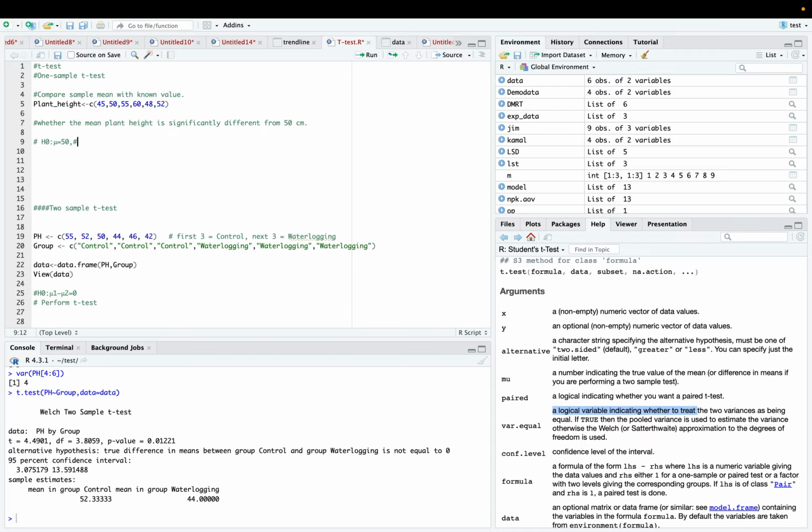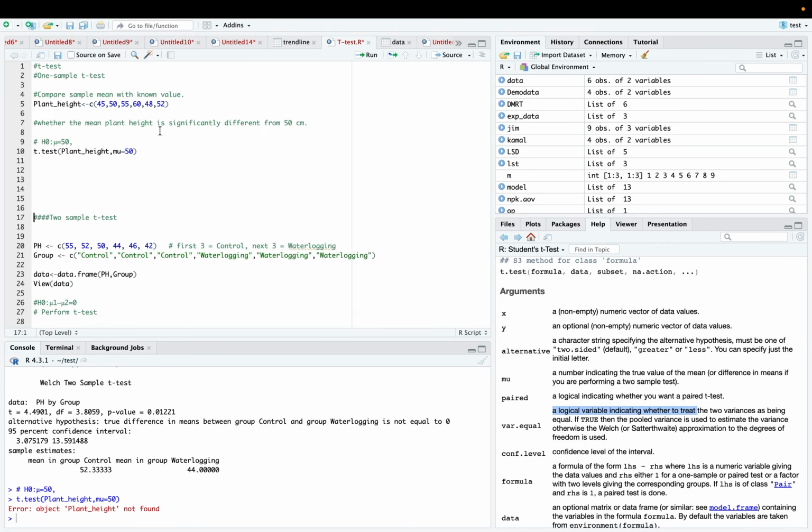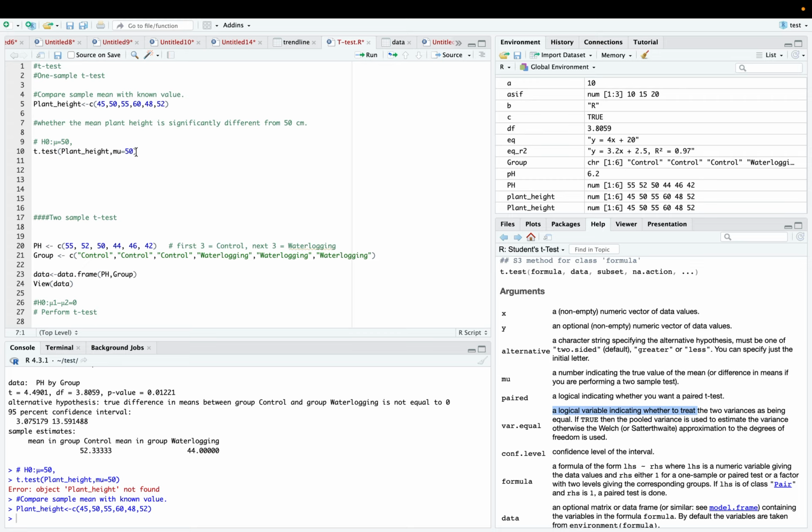Let's start. So t dot test, and then plant height, and our mu equal 50. As we said, our null hypothesis is that the mean plant height is 50. Let's see. Oh sorry, I forgot to run this. Okay, now we can check it.